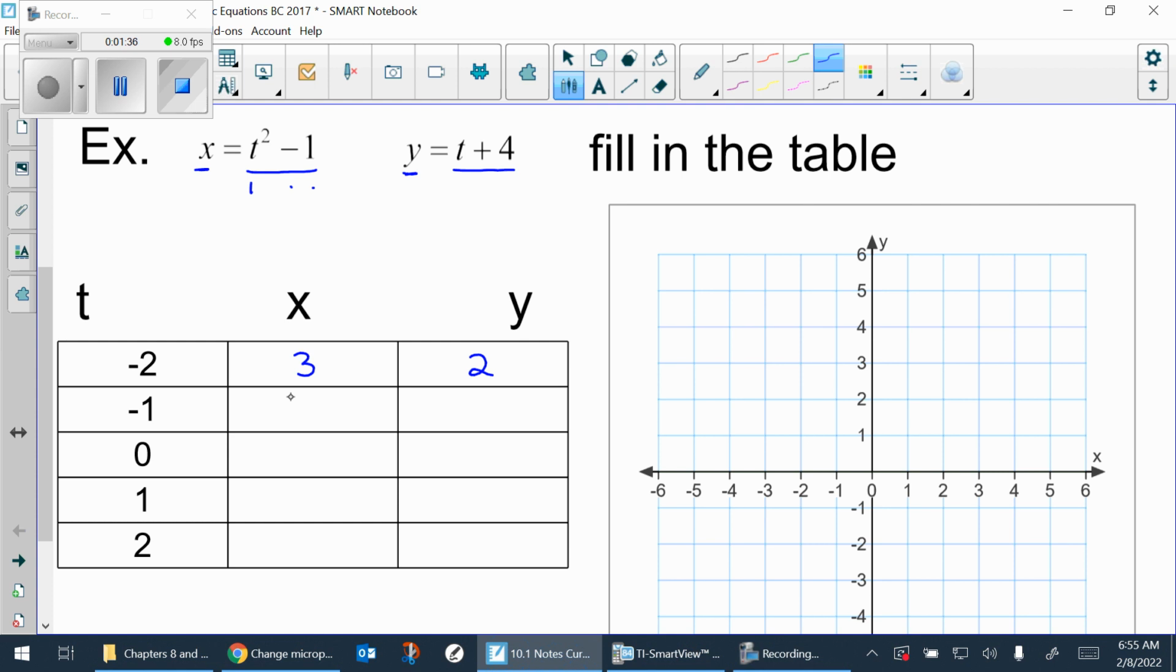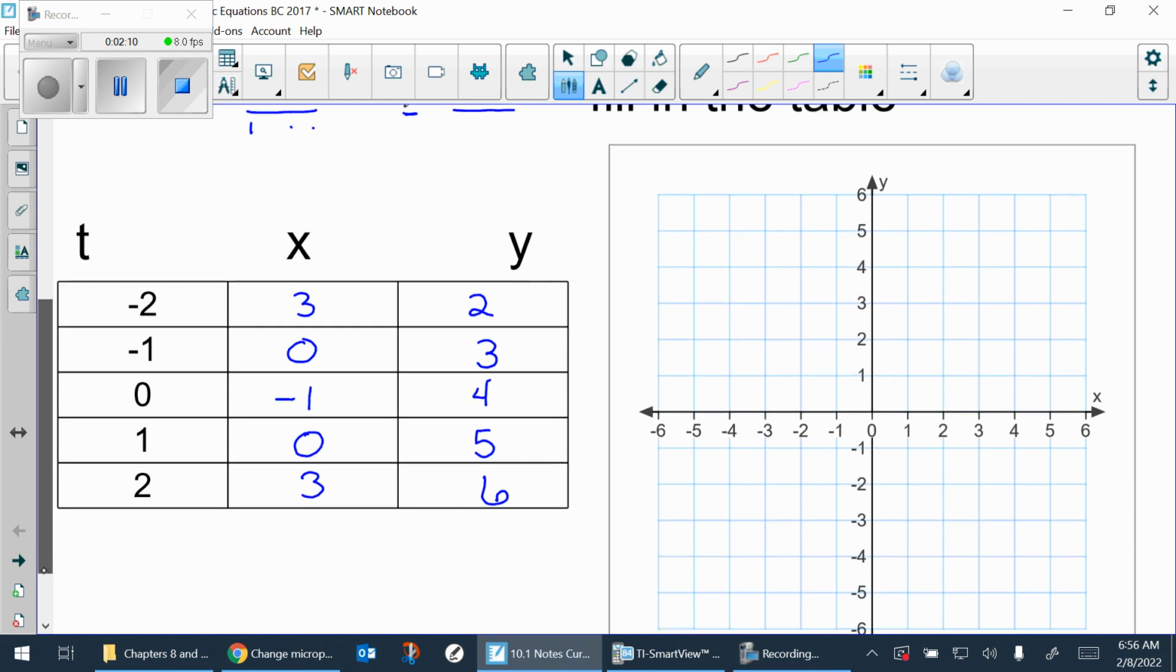If t were negative 1, I think we would get 0 for x, and we would get 3 for y. If t were 0, we'd get negative 1 and 4. If t were 1, we'd be back to 0, but up to 5. And if t were 2, we're going to have x being 3, but y would be 6. And so let's graph this thing. We're going to graph the values in this table.